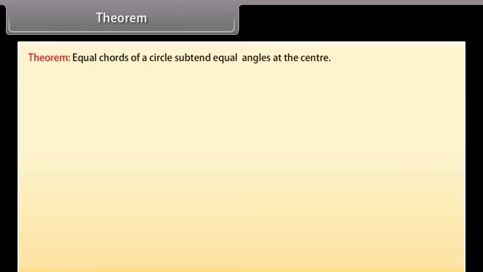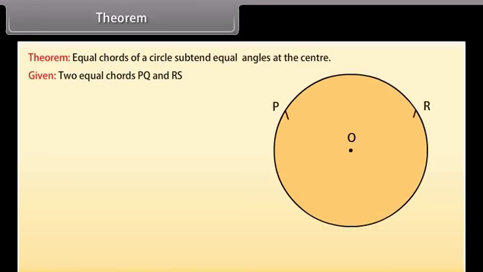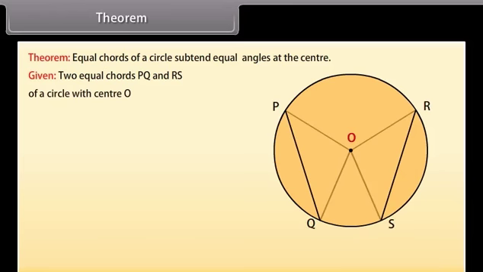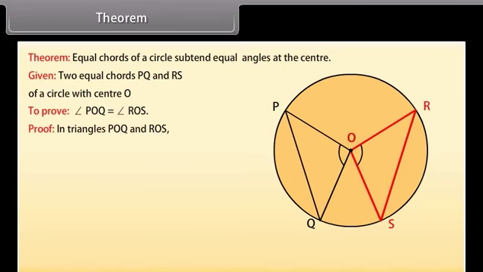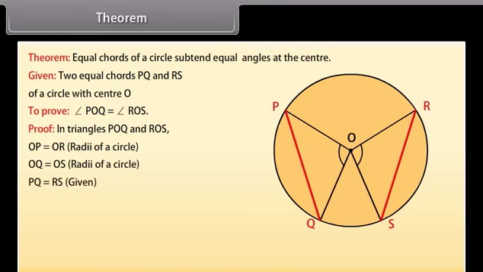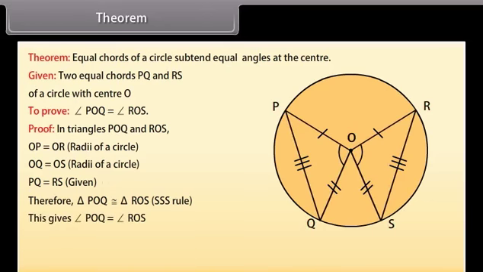Theorem. Let us prove this theorem. Given two equal chords PQ and RS of a circle with center O. To prove, angle POQ is equal to angle ROS. Proof. In triangles POQ and ROS, OP is equal to OR because these are the radii of a circle. OQ is equal to OS. These are also the radii of a circle. PQ is equal to RS, given. Therefore, by the SSS congruence rule, triangle POQ is congruent to triangle ROS. This gives angle POQ is equal to angle ROS because corresponding parts of congruent triangles are congruent.